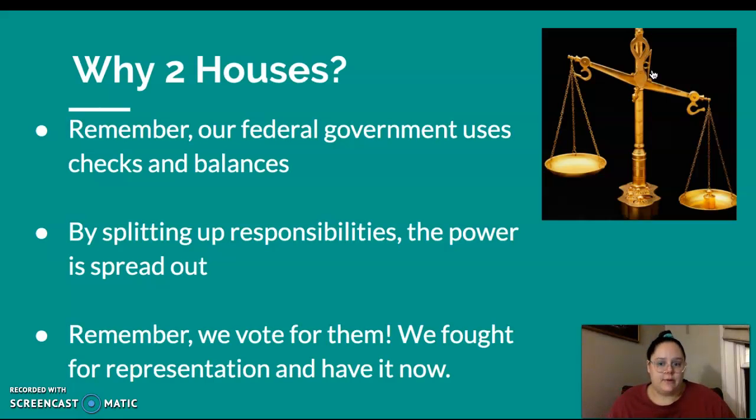So why are there 2 houses of Congress? Remember, our federal government uses checks and balances. This means that they split up powers and responsibilities so that not one person or one group has too much power. And we also vote for them. We fought for representation in the Revolutionary War. We did not like being under British law because they didn't let us vote. They didn't let us have a say in government. So now we get to vote for these officials who get to vote on laws and who get to have a big say in what happens in our government. And we vote for those people.